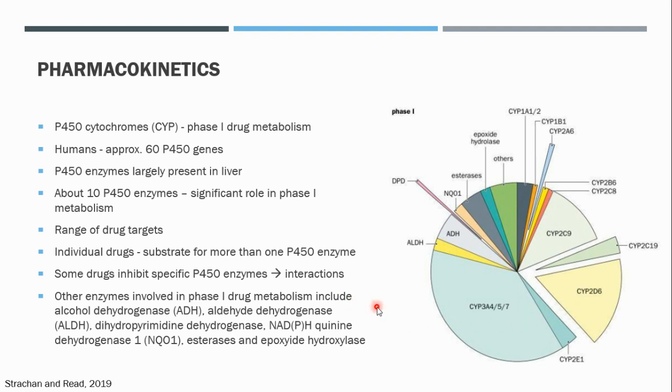Other enzymes that are involved in phase 1 metabolism also include alcohol dehydrogenase and aldehyde dehydrogenase, and these enzymes are responsible for the breakdown of alcohol, as well as dihydropyrimidine dehydrogenase, NADPH quinone dehydrogenase, esterases and epoxide hydroxylase enzymes. So this graph just gives you an idea of the different enzymes that are involved in phase 1 drug metabolism, and we'll now look at the CYP enzymes in some more detail.